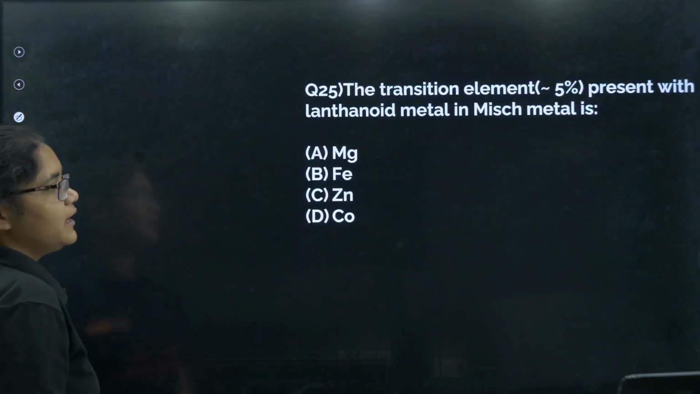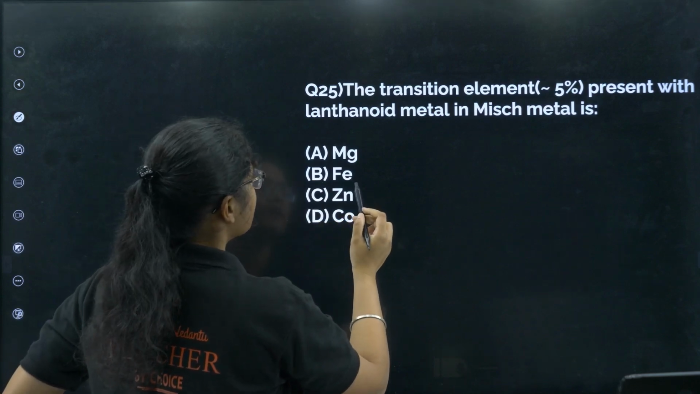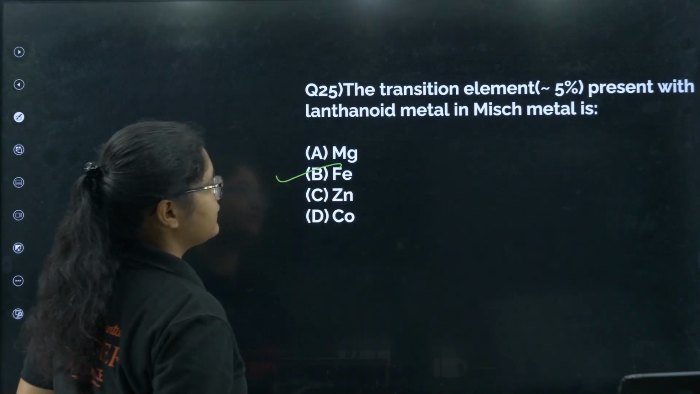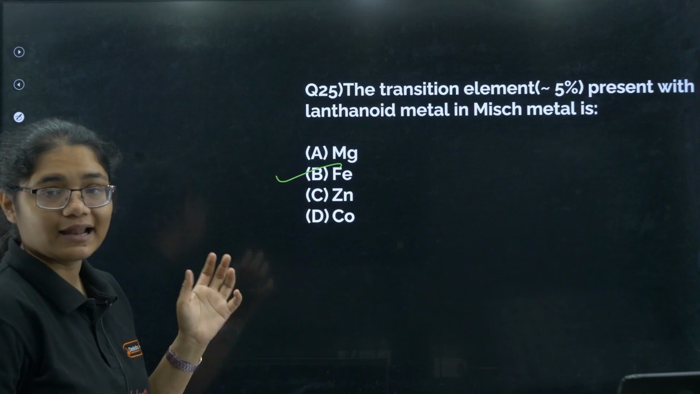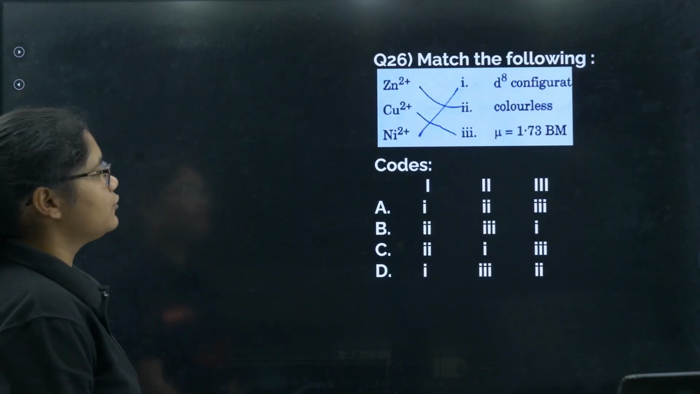Next, the transition element with 5% lanthanoid, that is your misch metal, right? So we have iron. In the misch metal we have 95% lanthanoids and 5% iron is there. Okay, next you have to do match the following.